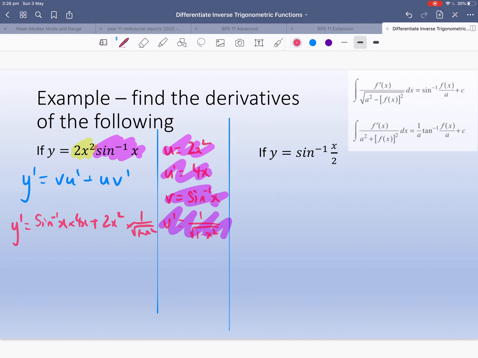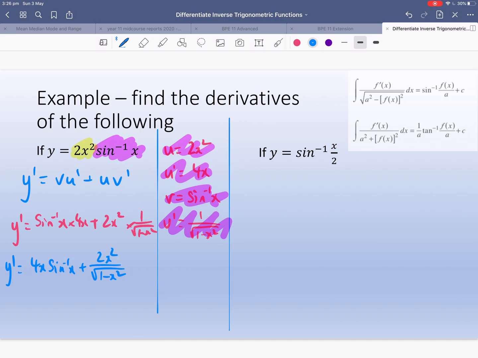Now we can make this a little bit prettier. So I'm going to go y dash equals 4x inverse sine of x plus 2x squared over the square root of 1 minus x squared. All right, so the same rules apply with calculus and all the other stuff, so just be mindful of that.